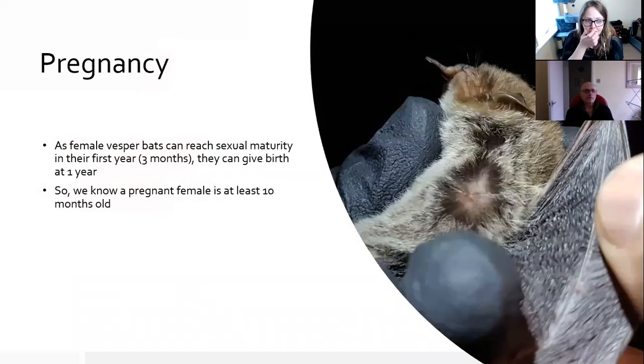Okay, females. Females can mate in their first year. It's not like they have to produce sperm or do anything to get ready. So they can give birth the year after they were born. So we know that a pregnant female is at least 10 months old, but that's all we can really say. And the way that we try to age class female bats is very different and less precise, and also borders on being very subjective.